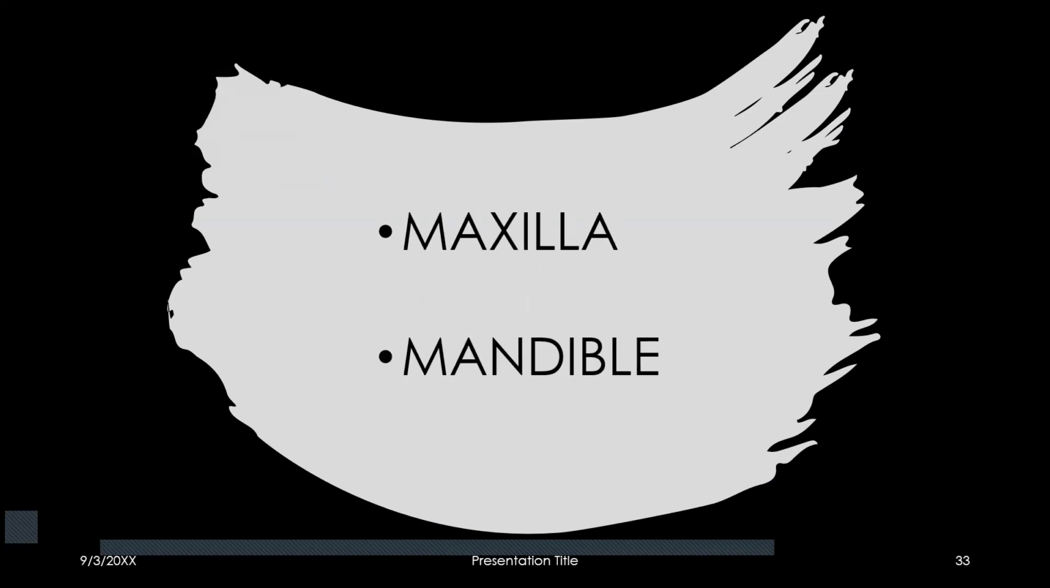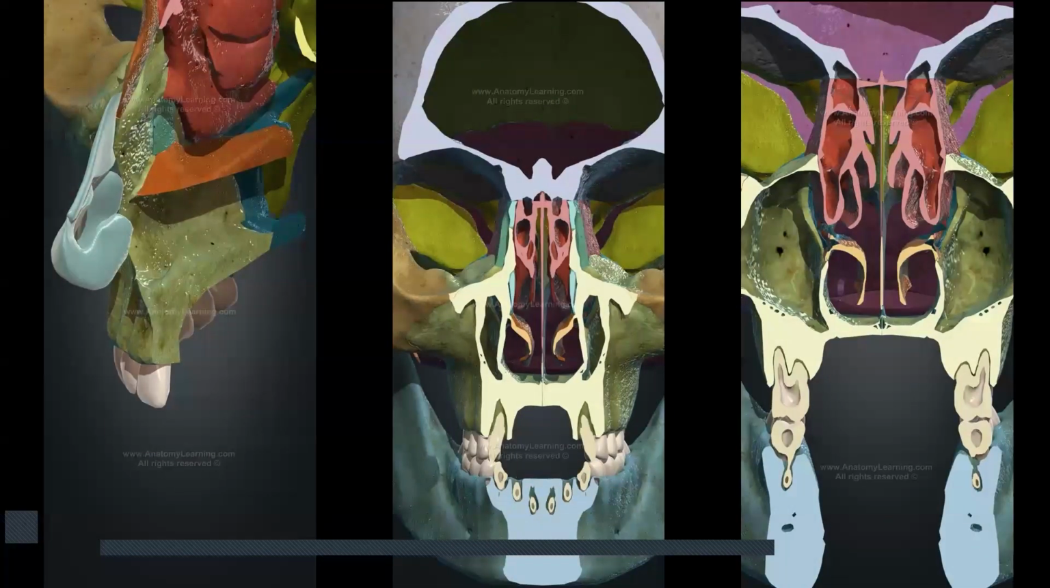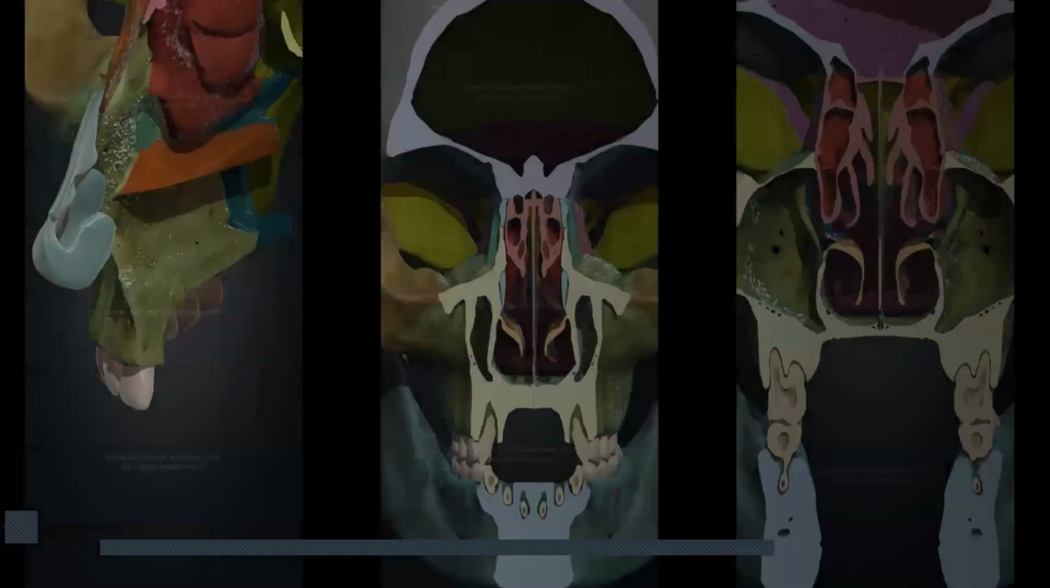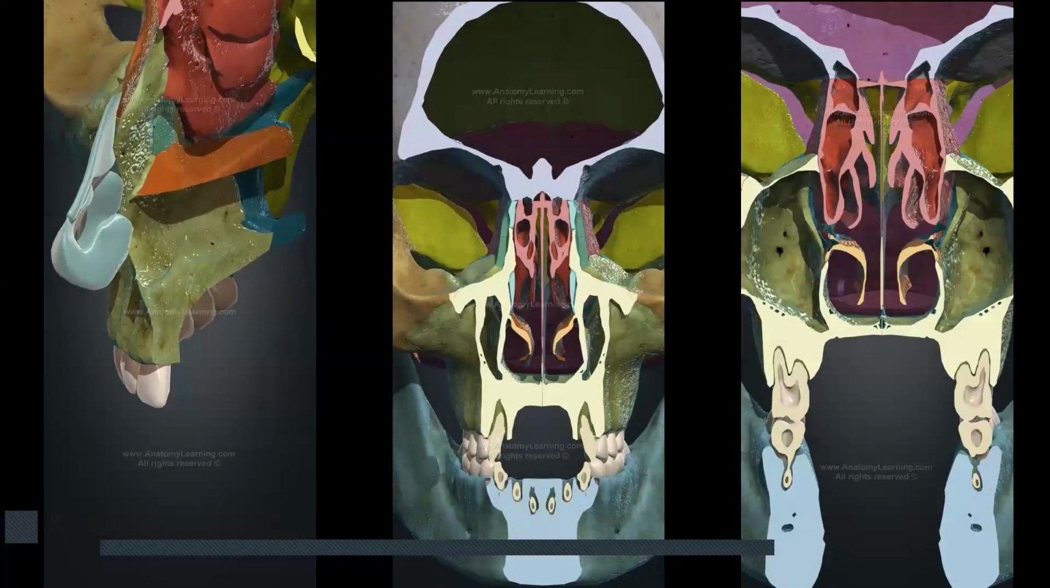Now, we can see this in the maxilla as well as in the mandible. So first of all, let's see the maxilla. In the maxilla, these are the different sections that you can see. We can divide the maxilla basically into three parts: the anterior part, the middle part, and the posterior part.